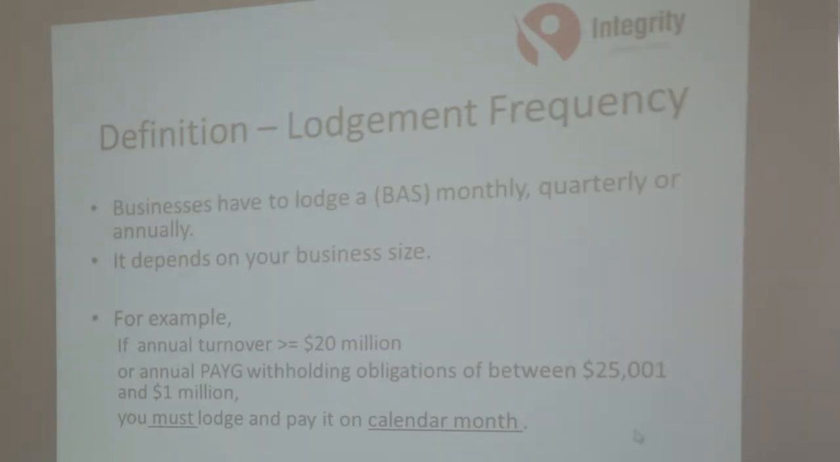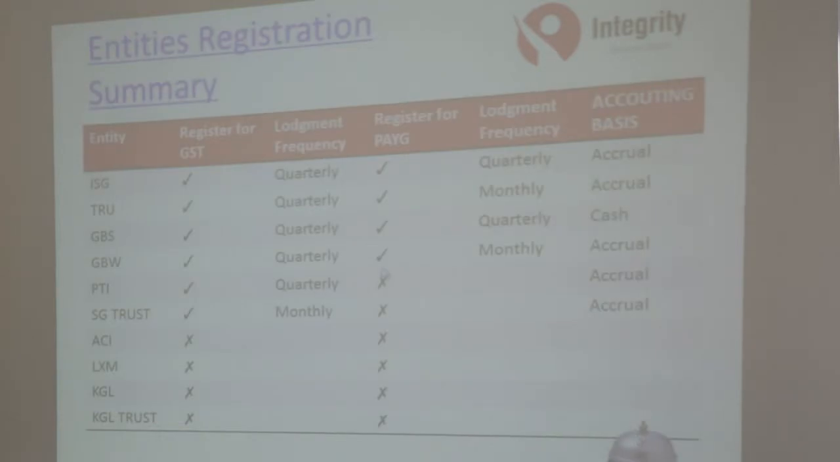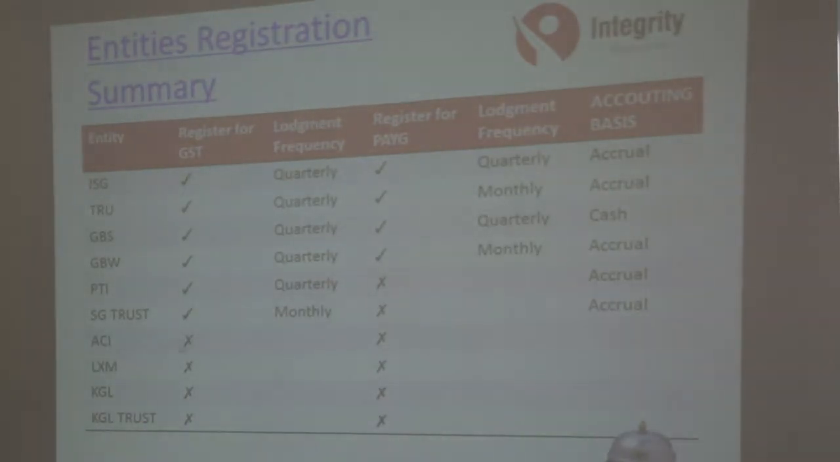So for our company, I made a summary here, and you also have the handouts like this. It's the same form, just easier to read. The first column is the entities we are taking care of. And does it register for GST? Tick, tick, tick. For the rest 4, we haven't. But for ACA, we will register for GST soon.